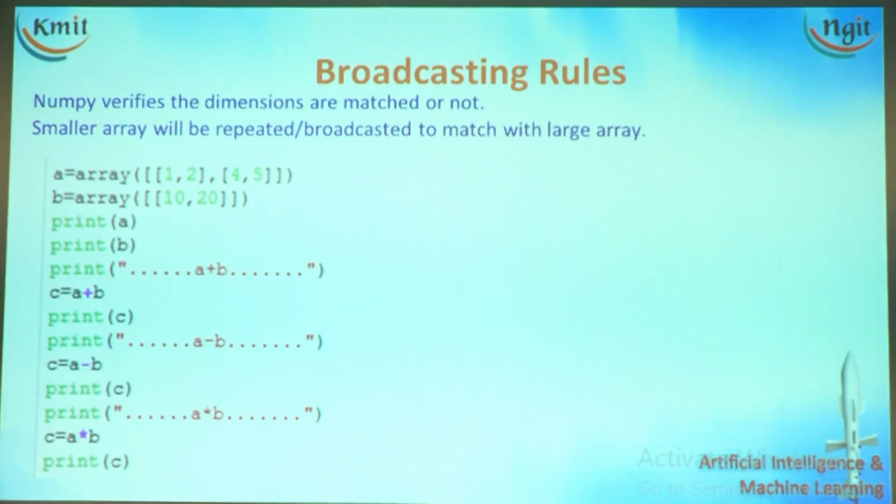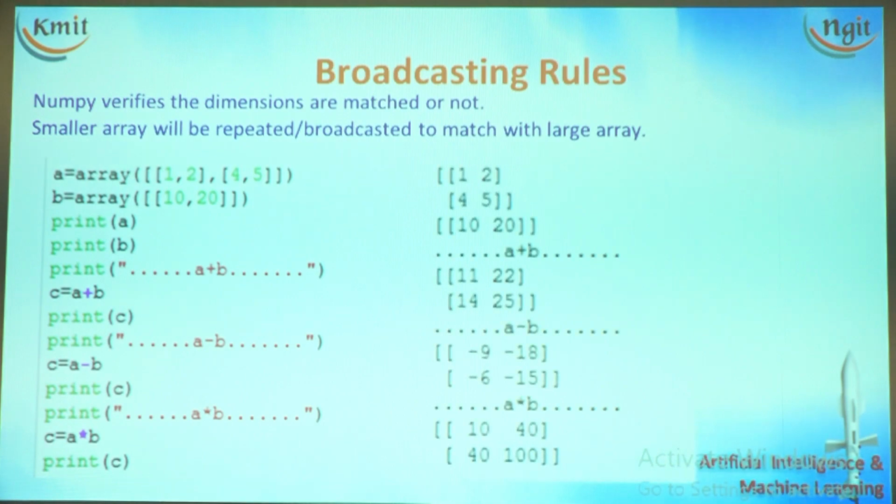Here, what I am doing, guys: I have taken two arrays. The first one is a 2-dimension array. The second one is a 1-dimension array. I am going to add them. Can you predict what is the result of A plus B? 11, 22, 14 and 25. So the second array is broadcasted to match the first one. Similarly, the other operations are carried out: A plus B, A minus B and A into B. See the result for yourself and verify if they are okay.